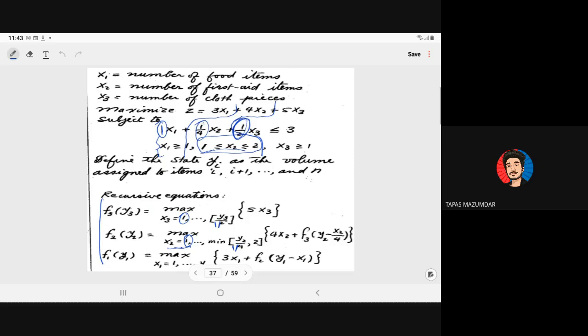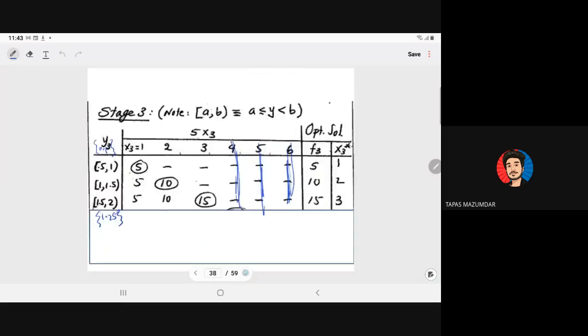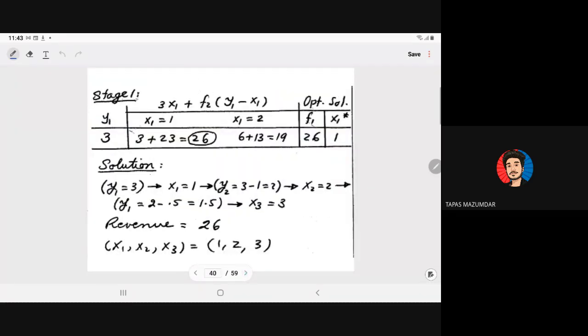Unit weight is 1, right? So why not 1 to 3? Why only the 1 and 2? Because 1.75 space you require for the first aid and cloth also. So maximum you can have 2.25. In the 2.25 you can have the choice of the 1 and 2 only.